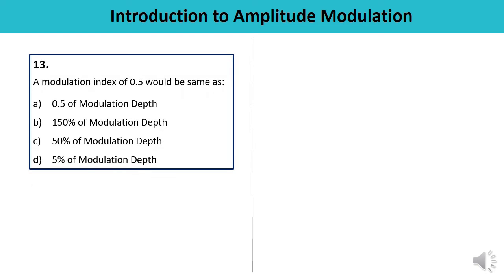Next question, a modulation index of 0.5. It would be the same as modulation index, which is also represented in percentage. So if the value of M, the modulation index, is 0.5, you can write it as 50%. It means the correct answer is C.